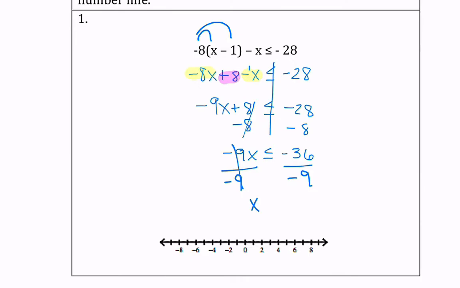Okay, so let's think about what we just did. We divided both sides by a negative 9. All right, so that is a reason to flip the sign. So instead of saying less than or equal to, I know it's going to say greater than or equal to. On the right side, negative 36 divided by negative 9 is a positive 4. All right, so I know my answer is x is greater than or equal to 4.